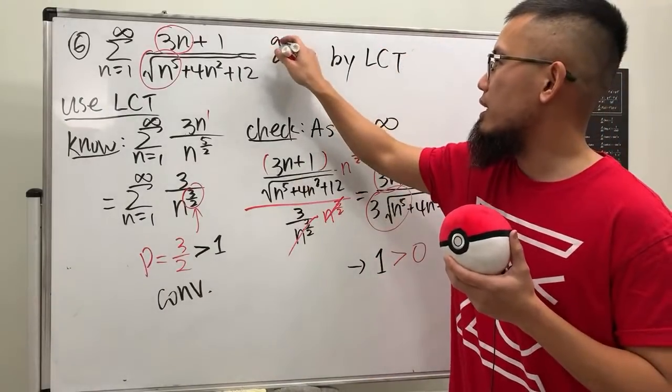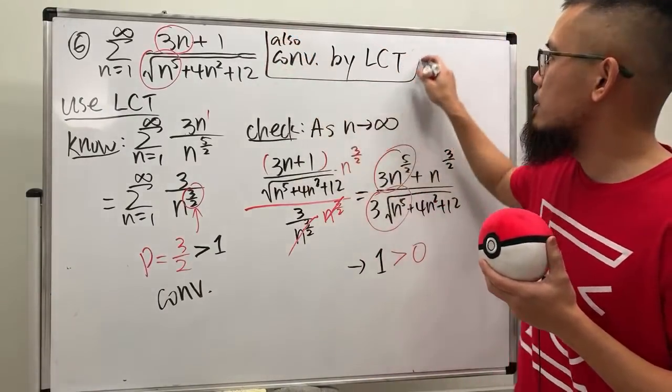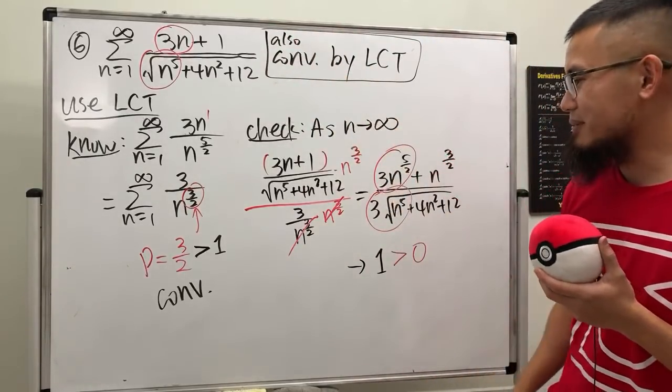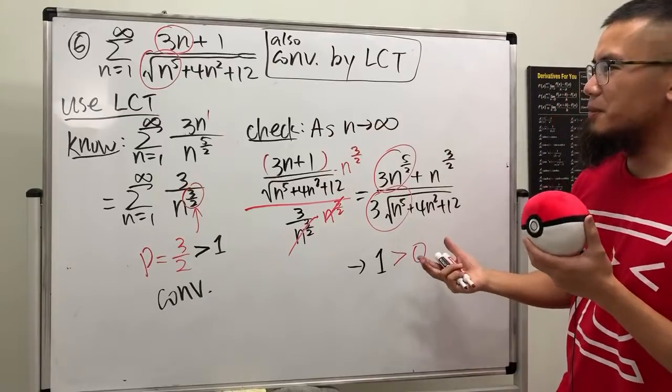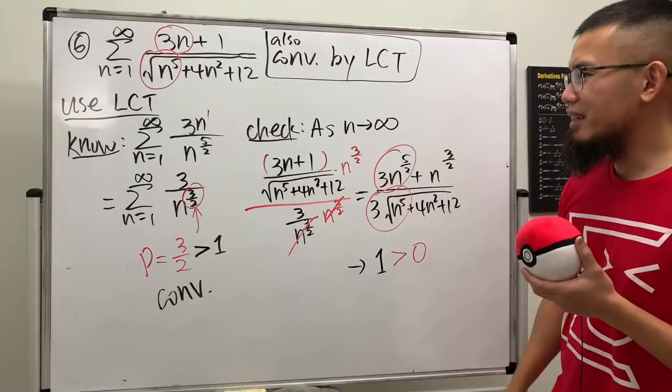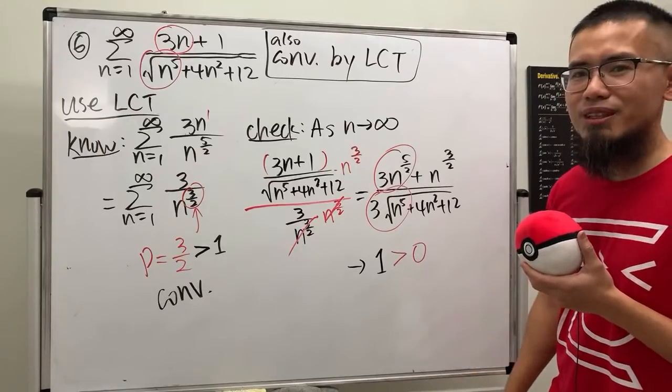So if you want to indicate a little word right here, also converges by the limit comparison test. Very nice. And this right here is just a slightly technical way to argue why that also converges. That's all.